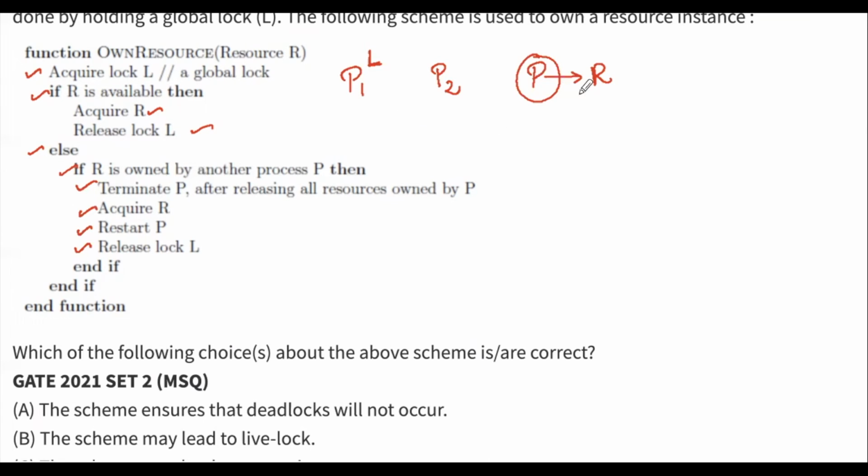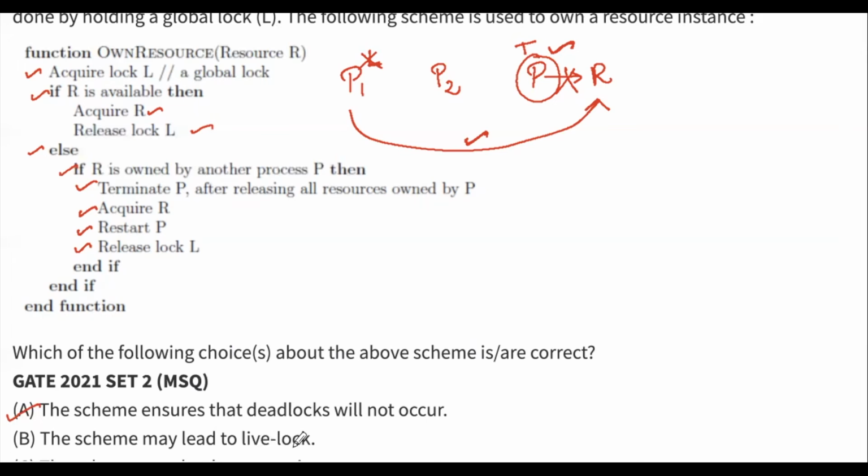If R is owned by process P, yes, R is owned by process P, then I will terminate it. First I release this resource and then terminate this process. Then P1 can acquire this resource. After acquiring the resource, P1 can perform its own task. Then restart P. Wherever P has stopped, it has to get restarted after completing P1. Then the lock is released, and whichever process wants can acquire the lock. So there is no condition of deadlock. This scheme ensures deadlock will not occur. Option A is right.